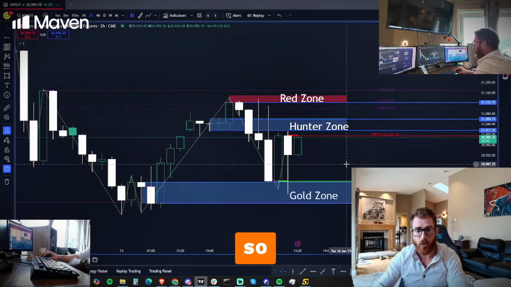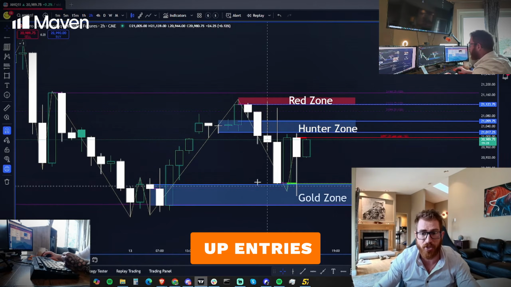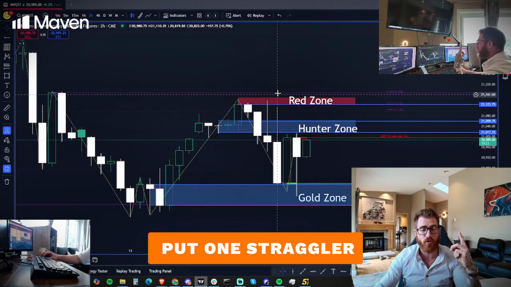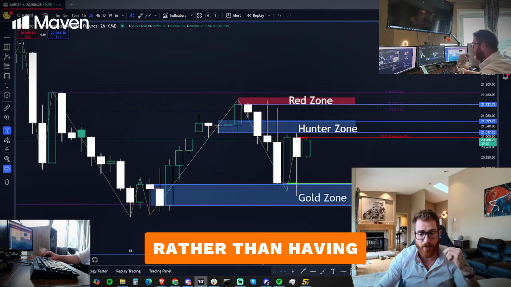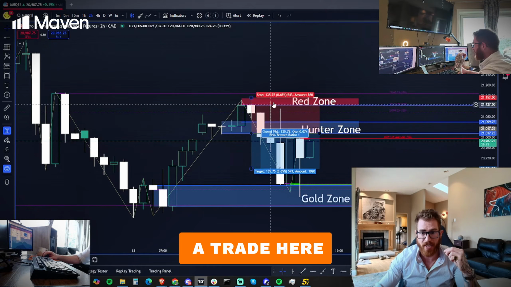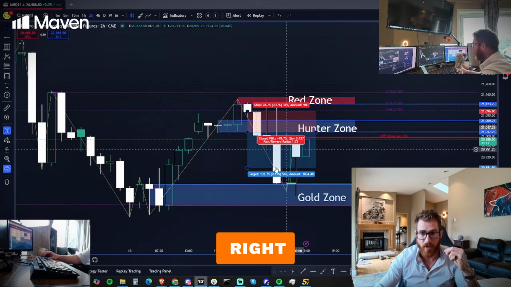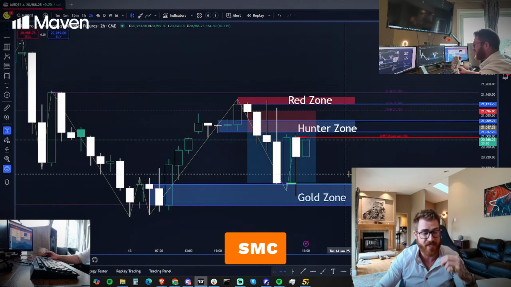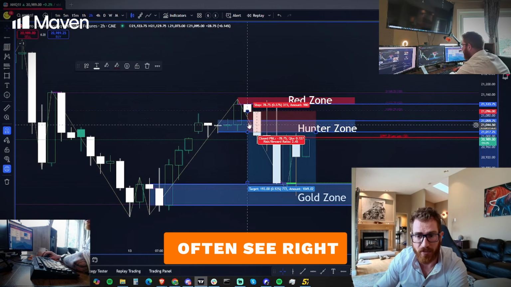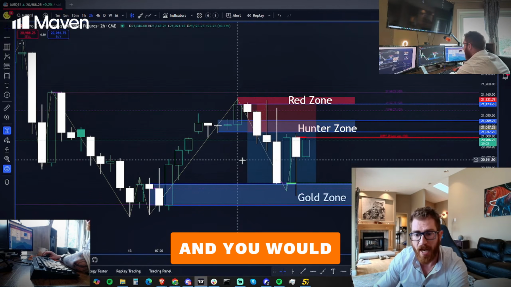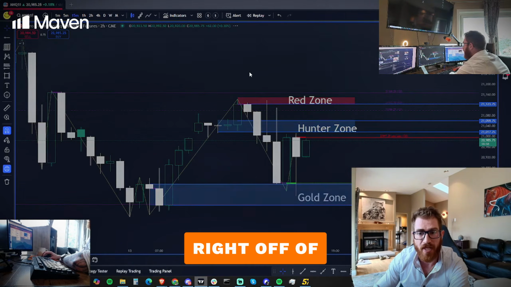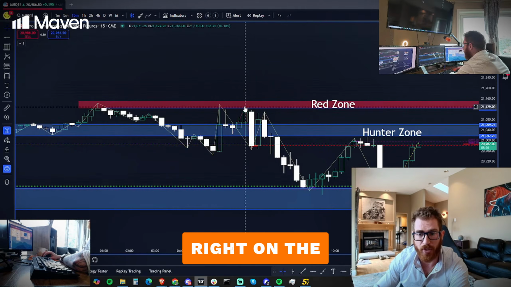So what you would want to be doing is setting up entries all within the hunter zone, and you would put one straggler probably in the red zone rather than having the traditional sort of methodology of entering a trade here and putting your stop loss here, right? This is what a traditional trader might do in SMC. Well, this is DMC. This is a 2 hour trade that you would often see, right? And you would often see something like this, but then you would get stopped out from that wick, right on the open, okay?